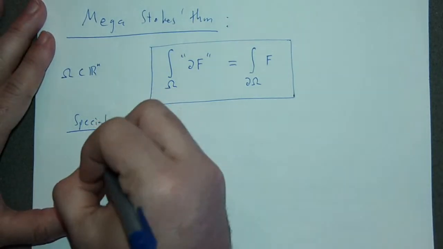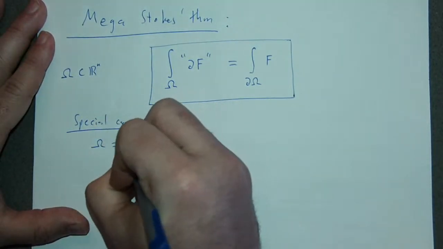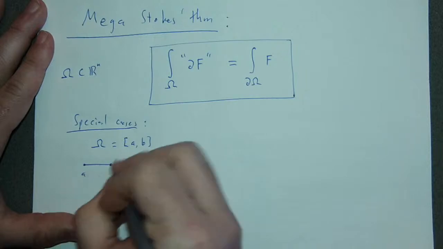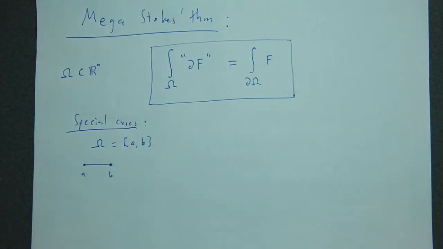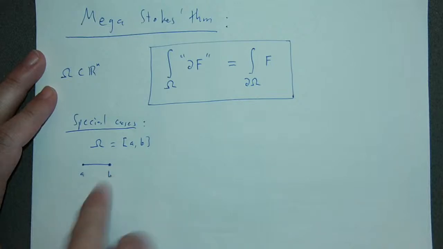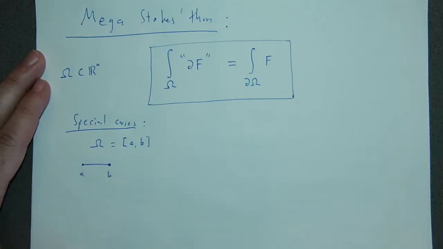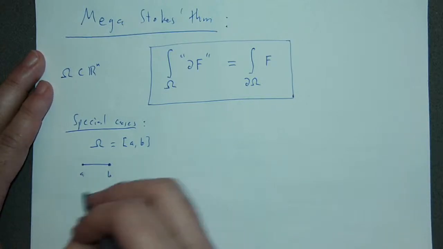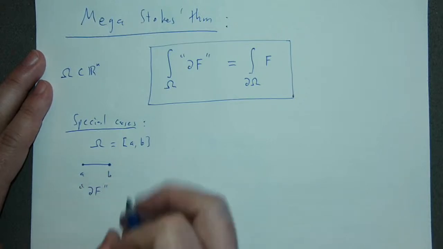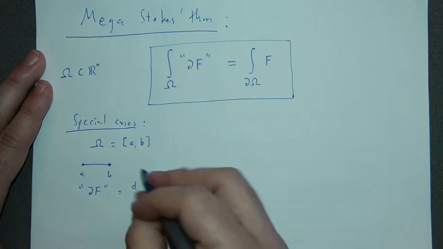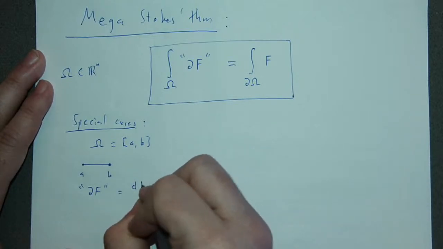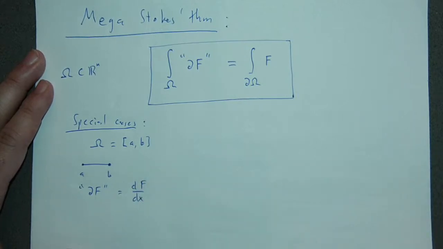Let's go all the way back to Calc 1. Let's say that omega is an interval, a to b. Well, in this case, right, I'm going to be integrating over an interval from a to b. Well, I know exactly what that is. Okay, so if omega is the interval a to b, let's take f to just be a function. And so let's take del f to be the derivative of my function with respect to some variable. Okay.